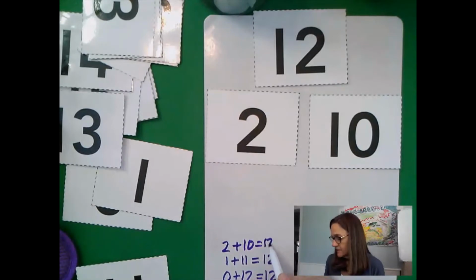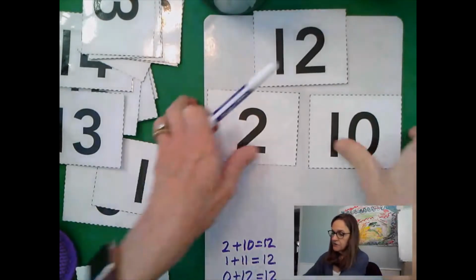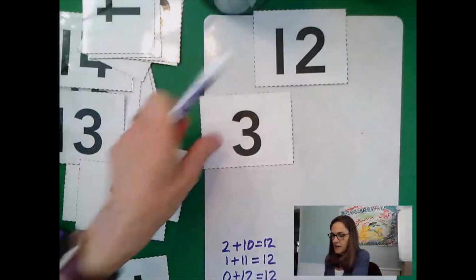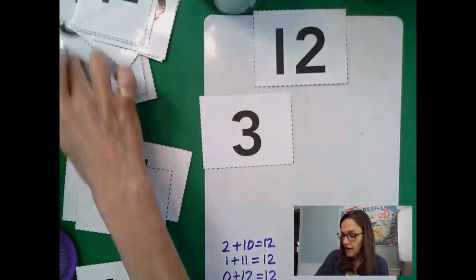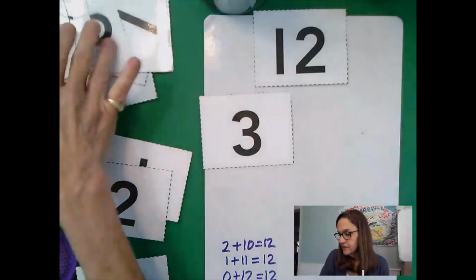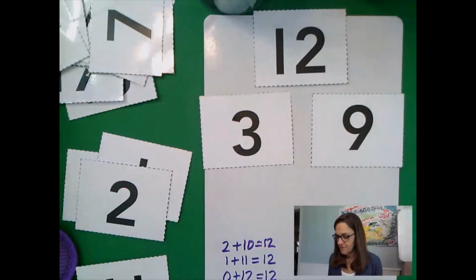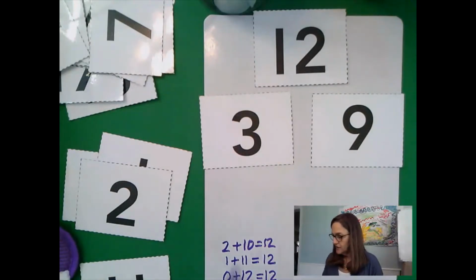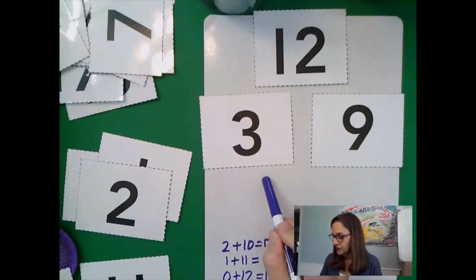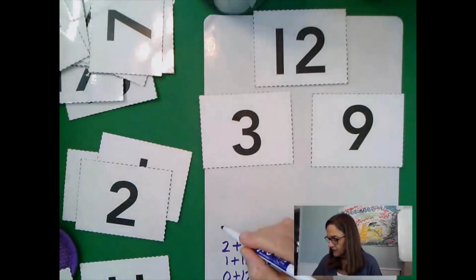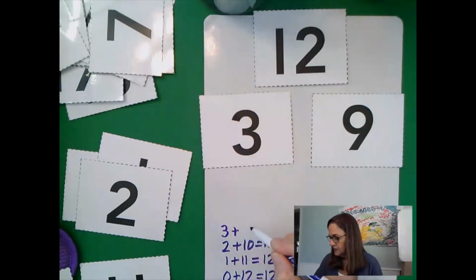Okay, all right, let's trade out the 2 for a 3, and the 10 for a 9. Okay, so we know that 3 plus 9, or 9 plus 3: 9, 10, 11, 12. 3 plus 9 equals 12.